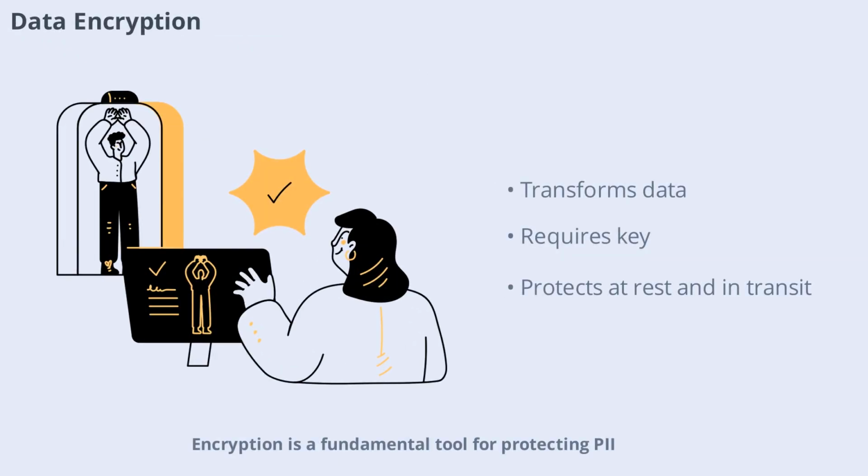Encryption is a fundamental tool for protecting PII. It transforms readable data into an unreadable format which can only be accessed with the correct key. Encryption is used for data at rest, such as files stored on a server, and data in transit like emails or online transactions. It's a critical defense against unauthorized access.